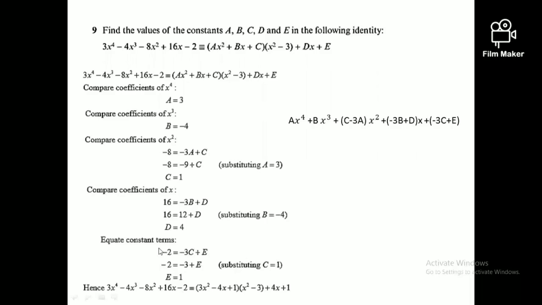Then if you consider the constant terms, here it's minus 2 is equal to minus 3c plus e. C value you already know is 1. That is minus 3 into 1 is minus 3 plus e. Then brought over here, e equals 1. With that you can say this fraction is a is 3x squared plus minus 4x plus c into x squared minus 3, dx plus e, that is 4x plus 1.